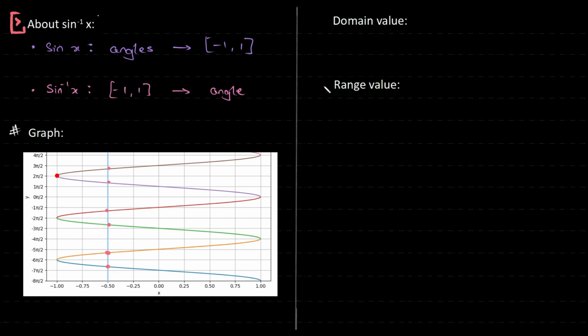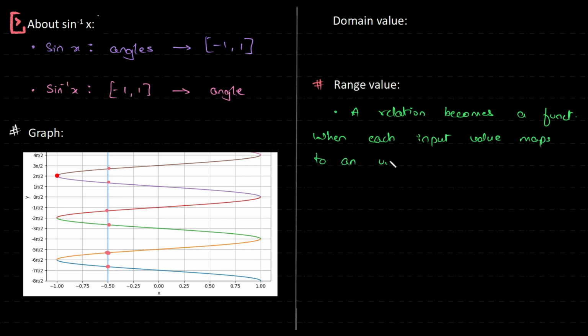But when we look at the basic definition of functions, how do we define a function? When does a relation become a function? A relation becomes a function when each input value maps to a unique output value, right? The key word here is unique.